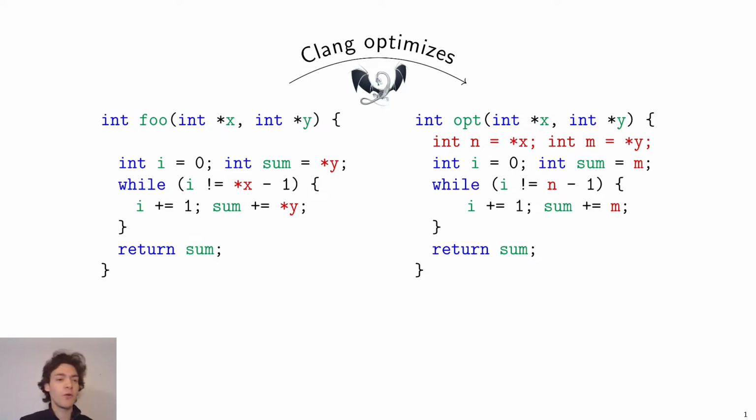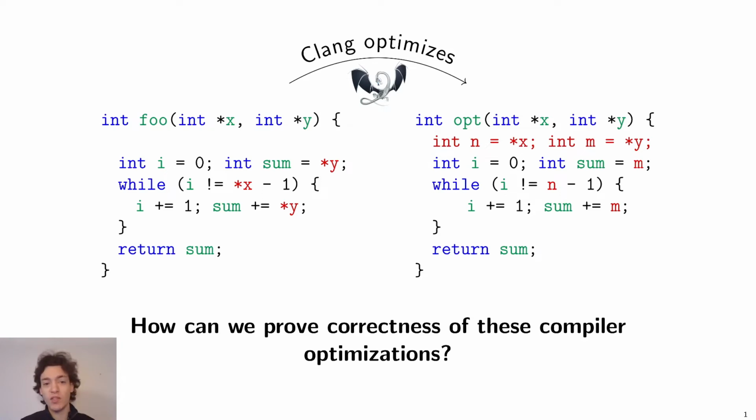Now, the question of course is how we can be sure that such optimizations are in fact correct. In this case, you might think that it is obvious. As long as x and y do not change during the loop, the optimization can easily be seen to be correct. And that clearly holds true in a sequential setting. In a concurrent setting, however, the picture is less clear.